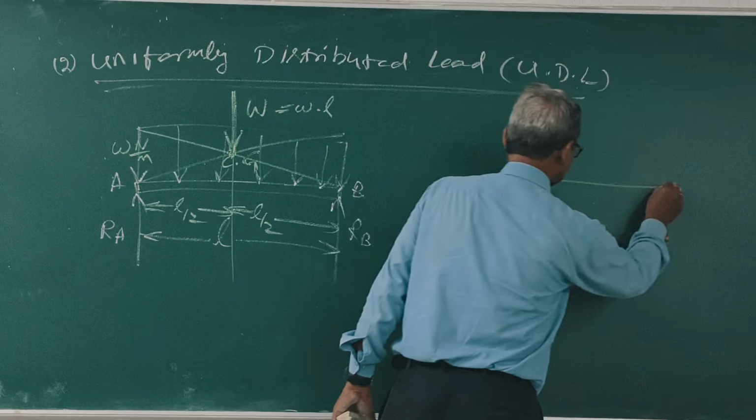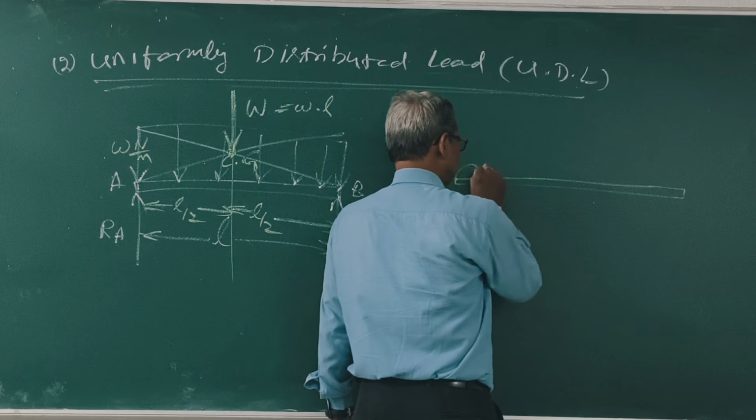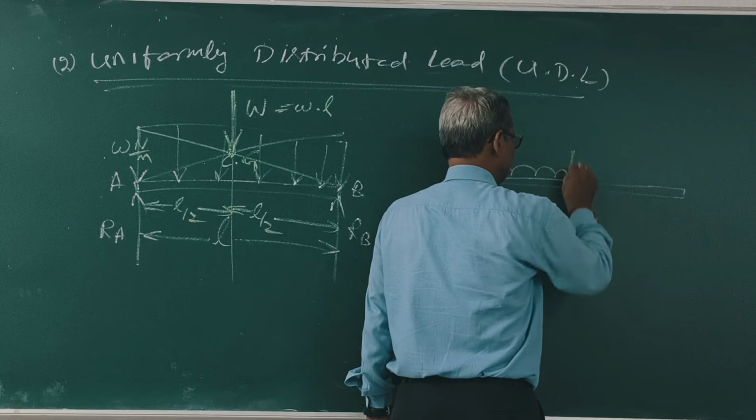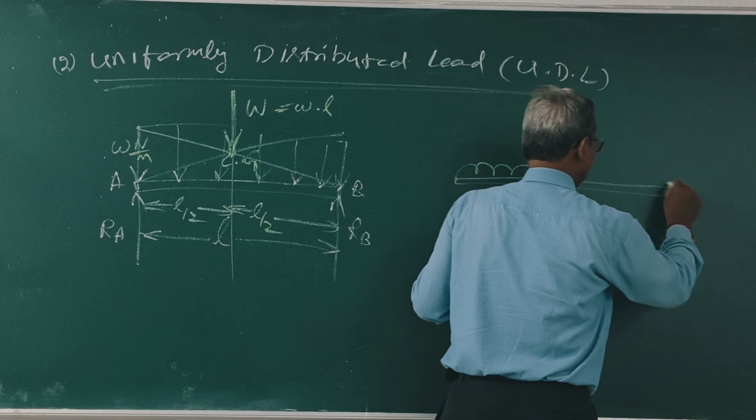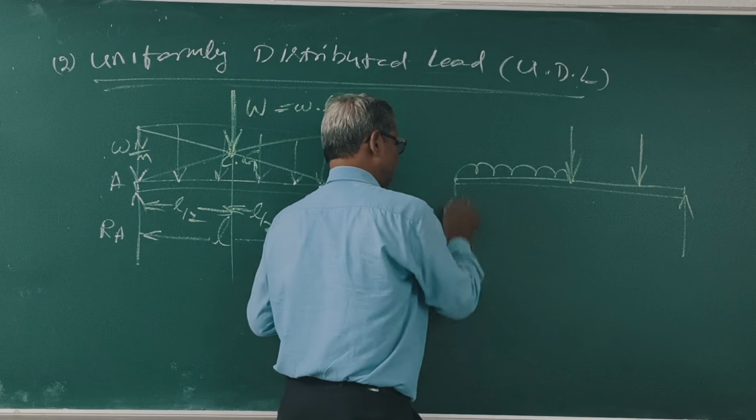Suppose this is a beam. Clear? This is UDL. Load is given here. This is reaction RB.